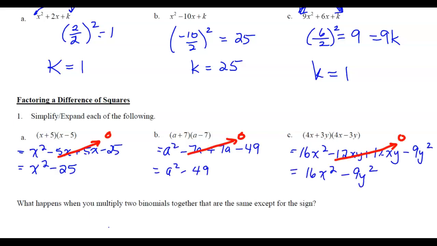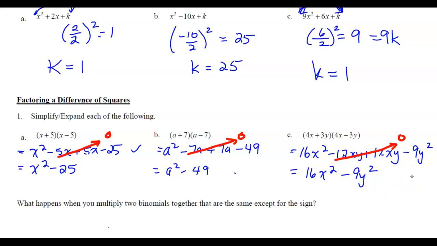So when we're expanding out these binomials, I showed the steps. You could do it in your head. When you're subtracting 5x and adding 5x, the terms go to 0. But I showed that in this step, and I ended up with x squared minus 25. Here, the middle terms added to 0 again, so I got a squared minus 49. This one, the middle terms added to 0 again, and I got 16x squared minus 9y squared.